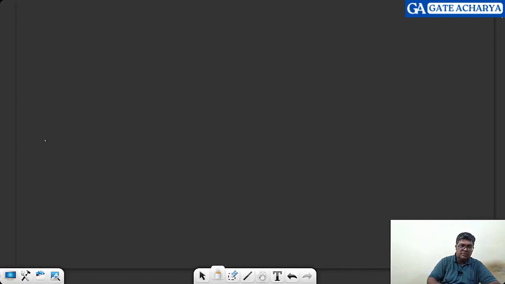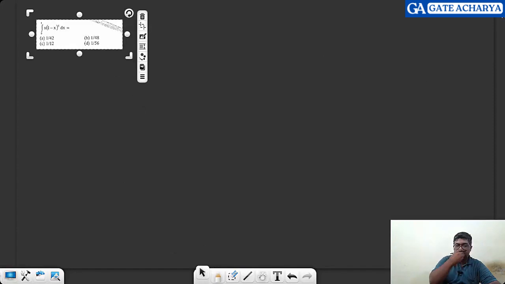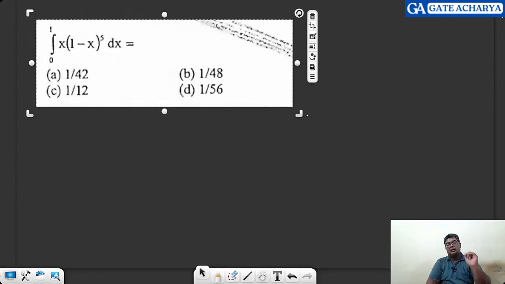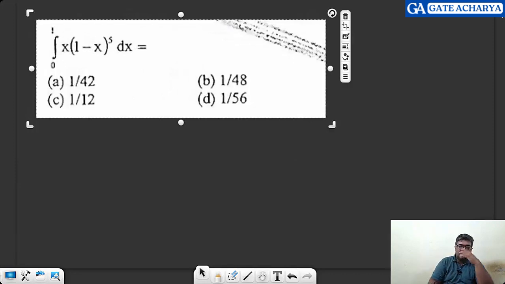Let me introduce the next problem. So you can see the integral from 0 to 1 of x times (1 minus x) to the power of 5 dx. Now this is a bit complicated one. I can actually do it by standard form, but the troubling term is 1 minus x to the power of 5.